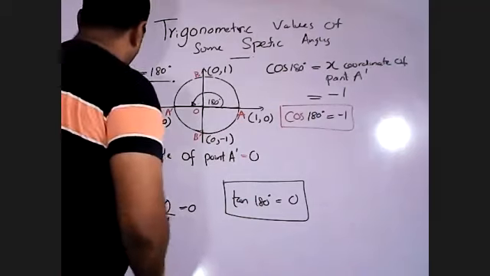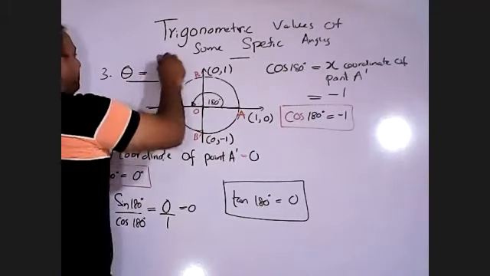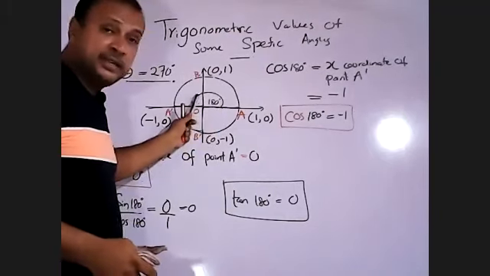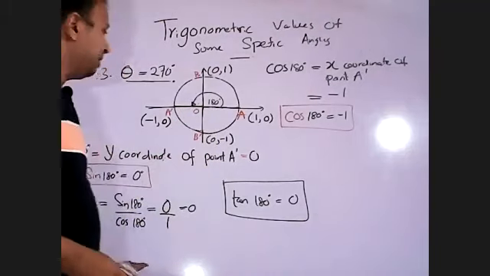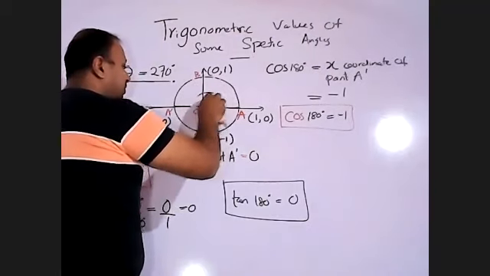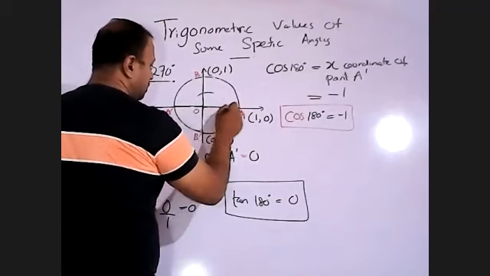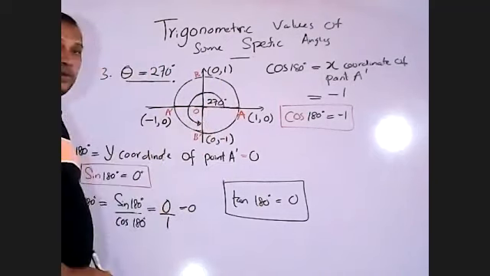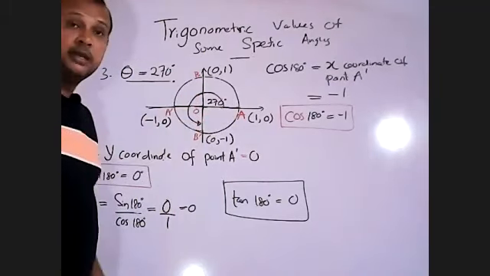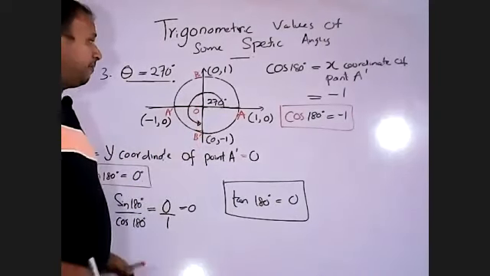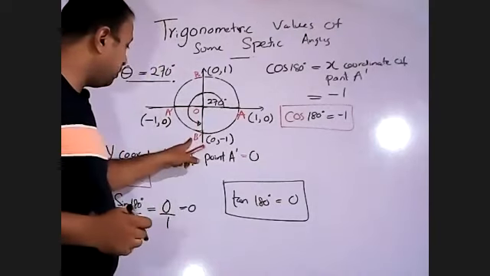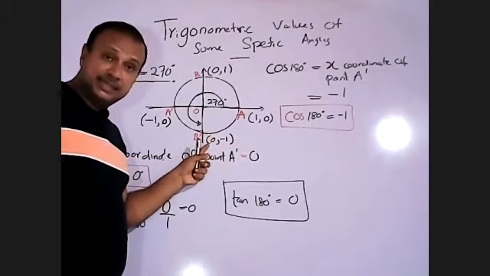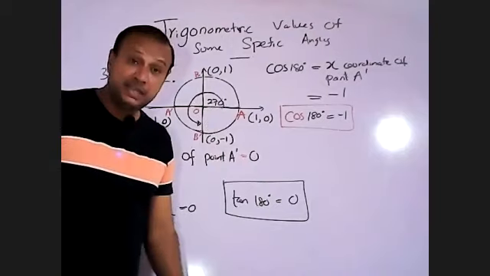Then I can move into the fourth angle, that is 270. 270 means I have to rotate another 90 degrees from here. 90, 90, 180, 180 plus 90 means 270. The corresponding point for 270 is B dash. So what is the coordinate of B dash? 0, -1. The x coordinate is 0. The y coordinate is -1.